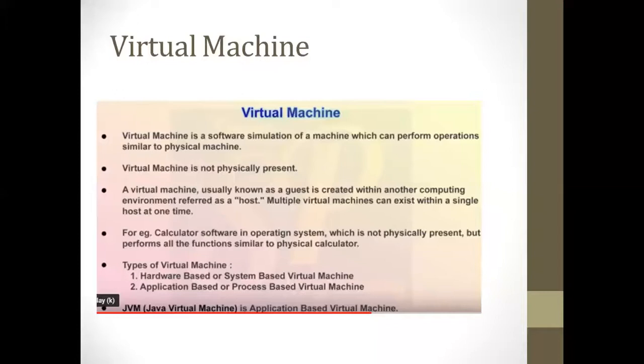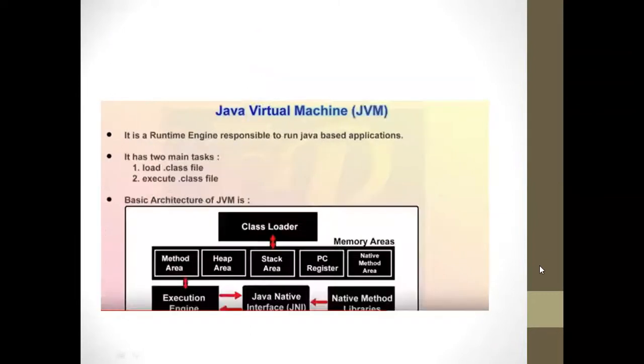So basically, we have two types of virtual machine. One is the hardware based or system based virtual machine. The second one is the application based or process based virtual machine. We usually refer to the JVM as an application based or process based virtual machine, because it is not dependent on any particular hardware.